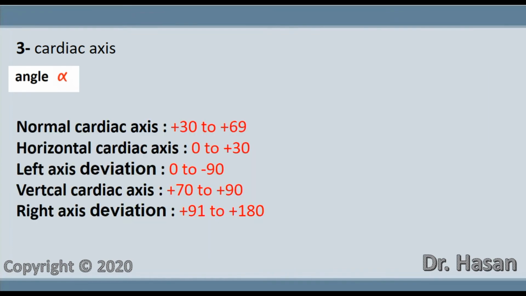Let's summarize. Normal cardiac axis is when angle alpha is from plus 30 to plus 69. Horizontal cardiac axis is when angle alpha is from 0 to plus 30. Left axis deviation is when the angle alpha is from 0 to minus 90. Vertical cardiac axis is when angle alpha is from plus 70 to plus 90. The right axis deviation is when the angle alpha is from plus 91 to plus 180.